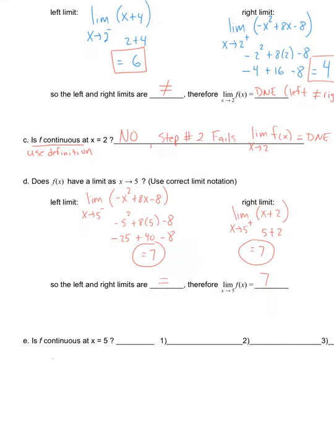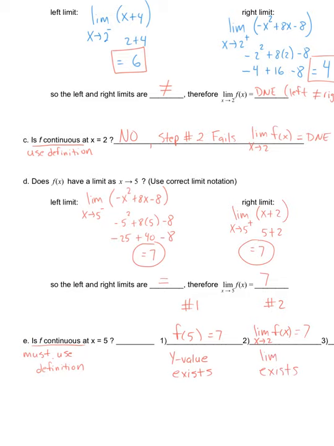Okay, finally, part E: is the function continuous? Now remember, whenever you're asked if a function is continuous, you must use the definition. All right, so let's go to the first step. Step number 1. Is there a y value? Yes, f of 5 was equal to 7. So the y value exists. We are good. Step number 2. We know that the limit exists. The limit as x approaches 5 of our function was equal to 7. So the limit exists. We're good.